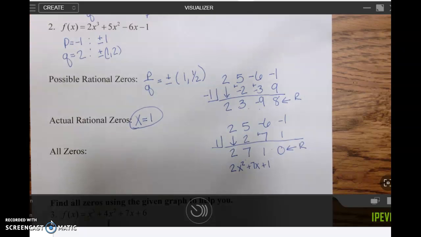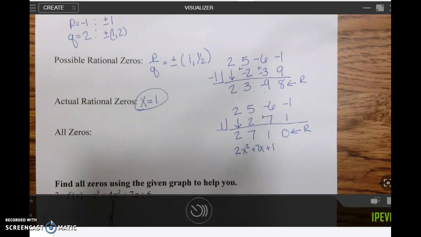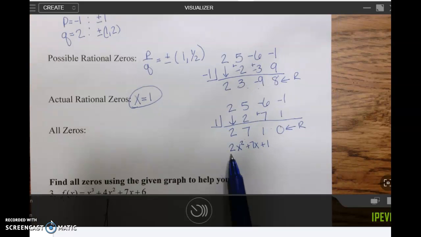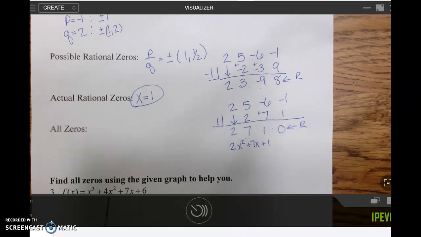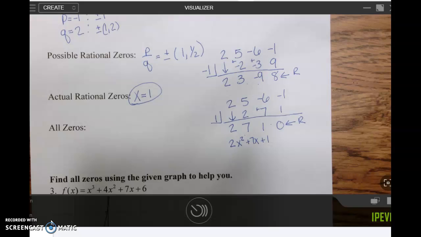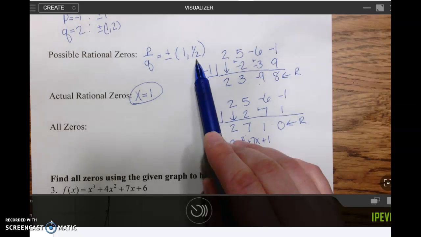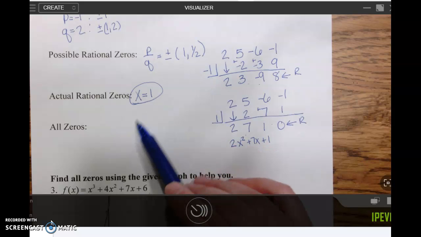Now we have a quadratic, and from here it's usually faster just to do the quadratic formula or to do a box. And if I look at the numbers that I have, if I were to set up a box, when I take my first term times my last term, I'd be looking for numbers that multiply to be 2 and add to be 7, and there are no numbers that multiply to be 2 that add to be 7, so a box would not work here. So we are going to have to use the quadratic formula to find the last 2 zeros. They're not going to be 1/2 or -1/2. They're going to be irrational. So the only rational zero is 1.